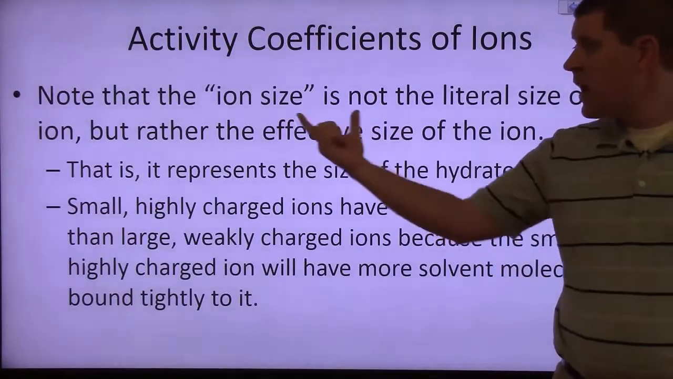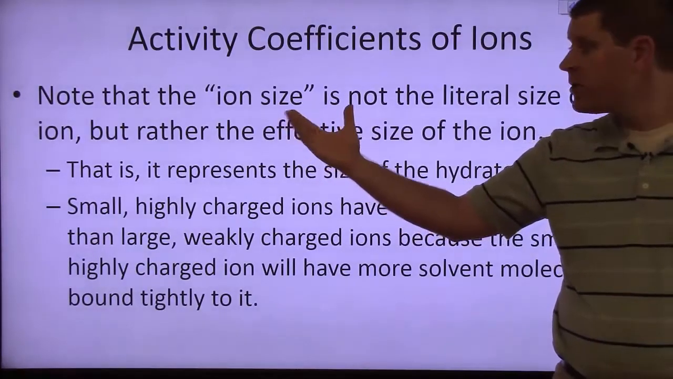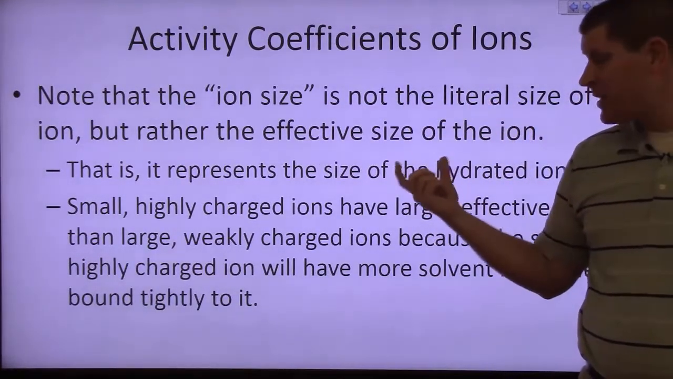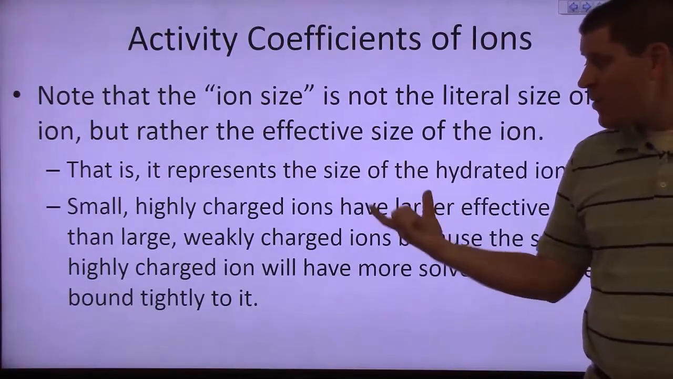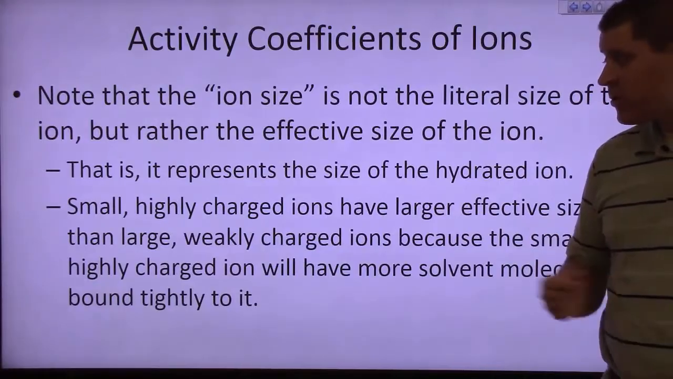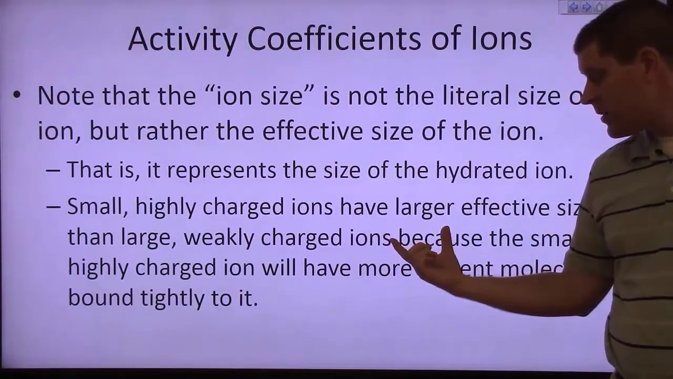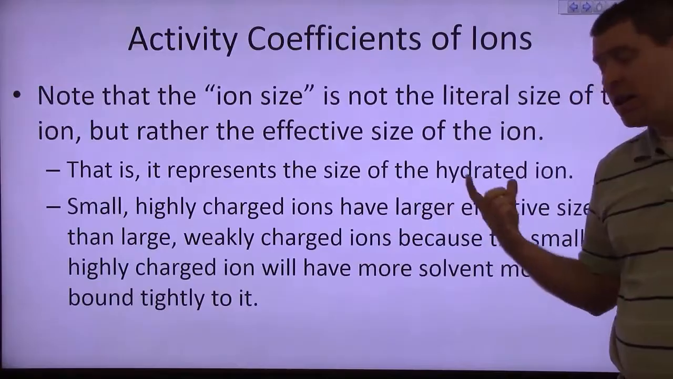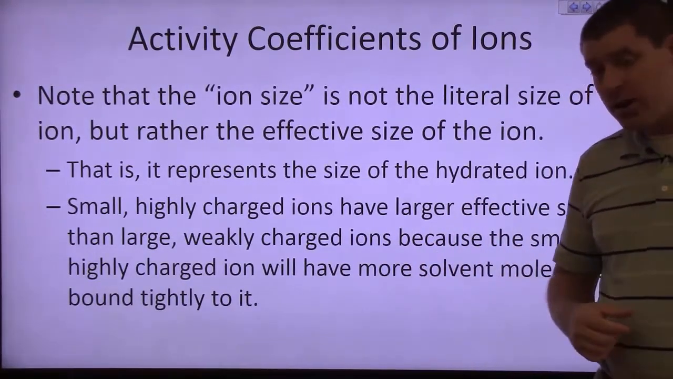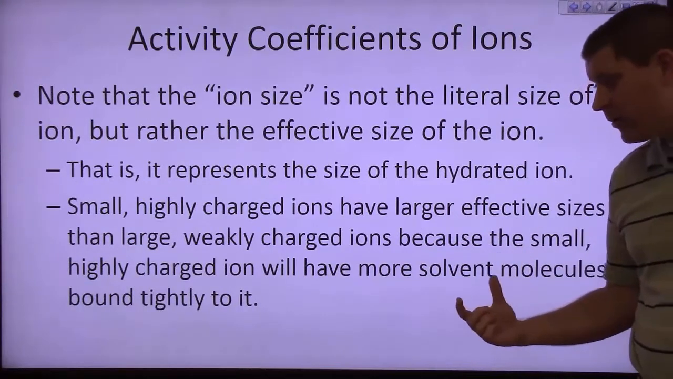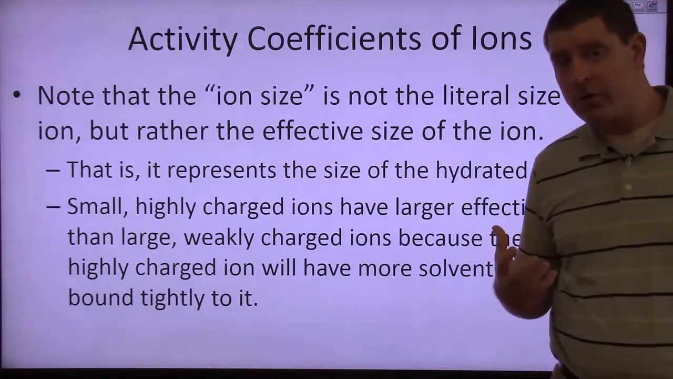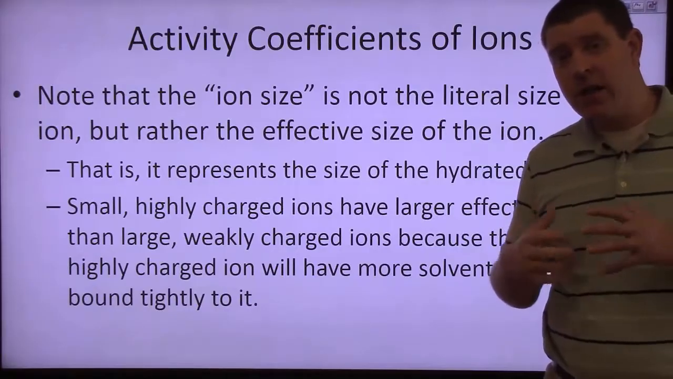Also note that this ion size that we were measuring in picometers is not the literal size of the ion, but rather the effective size of the ion. That is, it represents the size of the hydrated ion, at least in aqueous solution. So small, highly charged ions have larger effective sizes than large, weakly charged ions because the small, highly charged ion will have more solvent molecules bound tightly to it. It'll have more water molecules around it in aqueous solution. And that means its effective size is much, much larger.